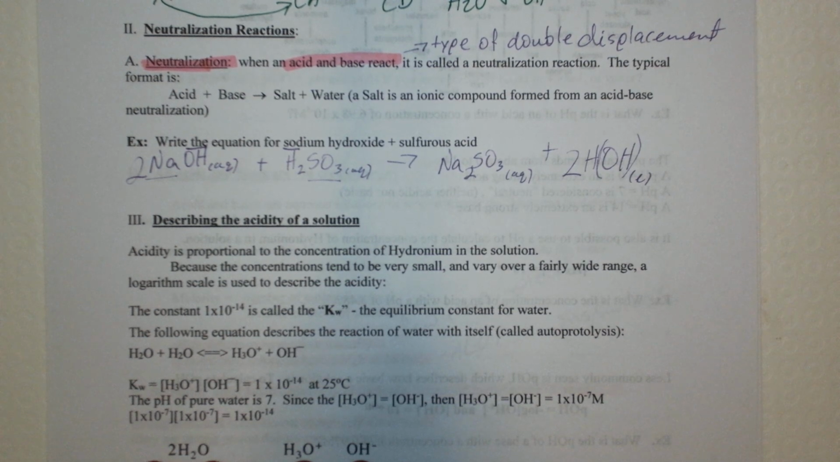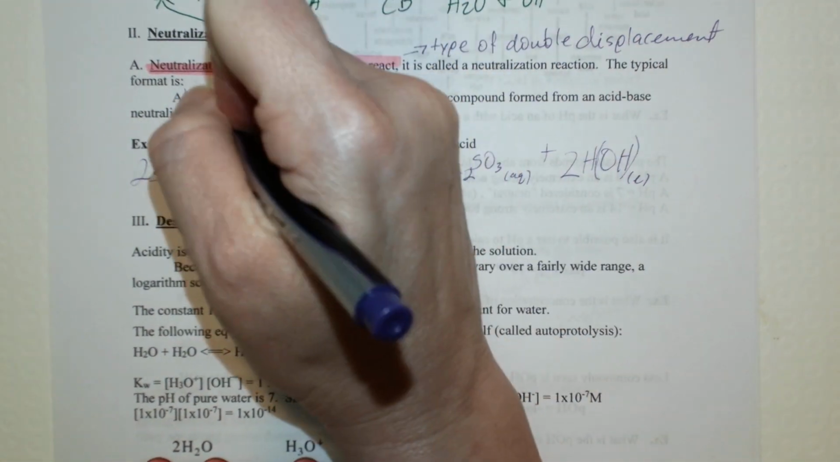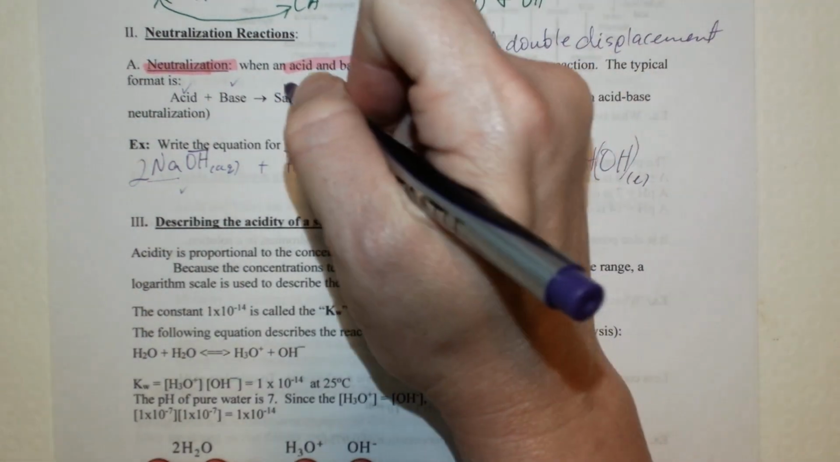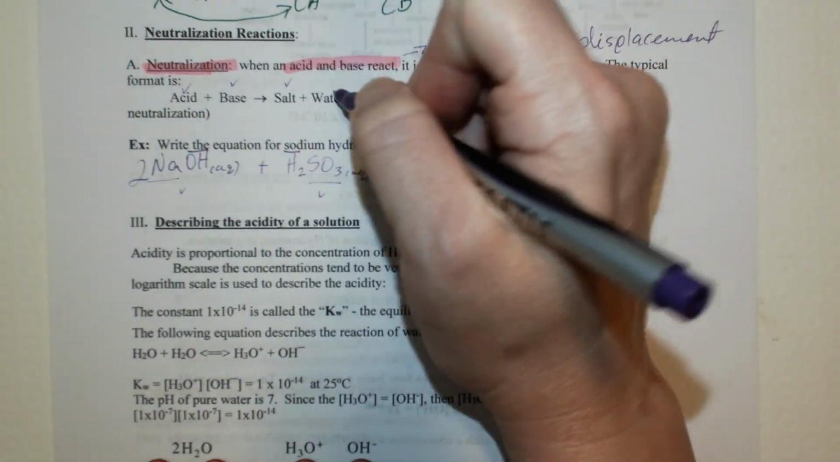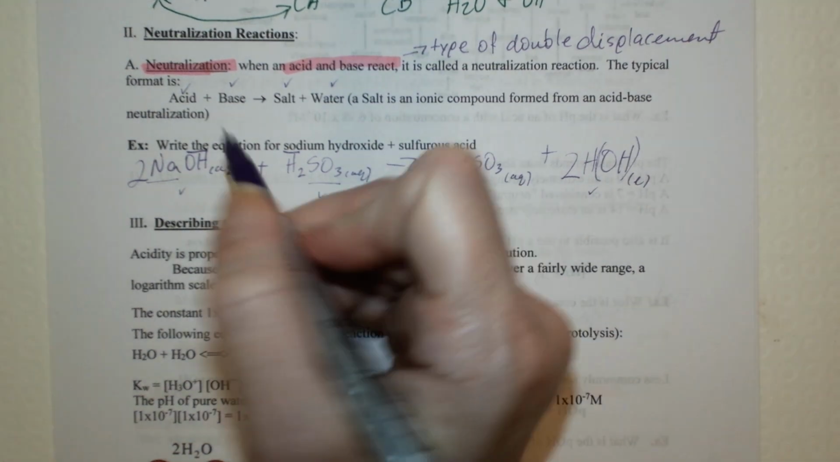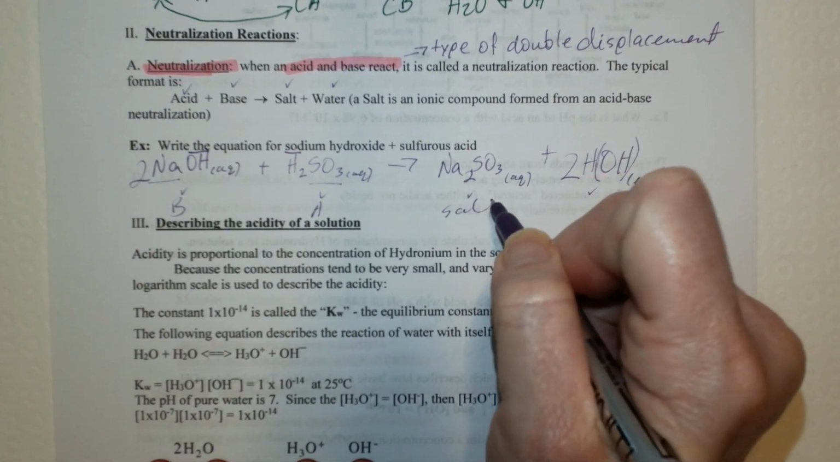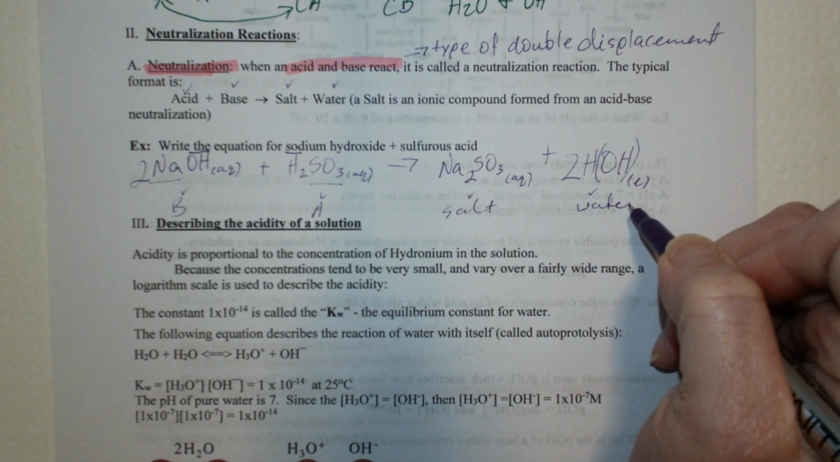So neutralization reactions, again, are just double displacement reactions where you always have an acid and a base that form a salt and water, right? So this is our base, this is our acid, this is our salt, and this is water.